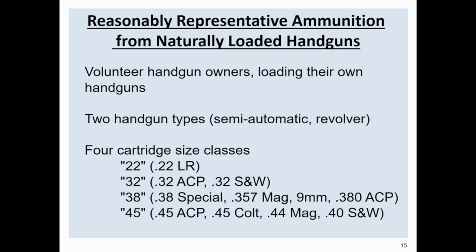Reasonably representative ammunition: we took volunteer handgun owners loading their own handguns. We separated into 2 different handgun types, semi-automatics and revolvers, and we developed 4 different cartridge size classes. Prior work has looked at the different sizes of ammunition for identifiable prints. We made some groupings of the ammunition, so when I talk about 38, it includes a 38 special, 357, 9mm, and so forth.